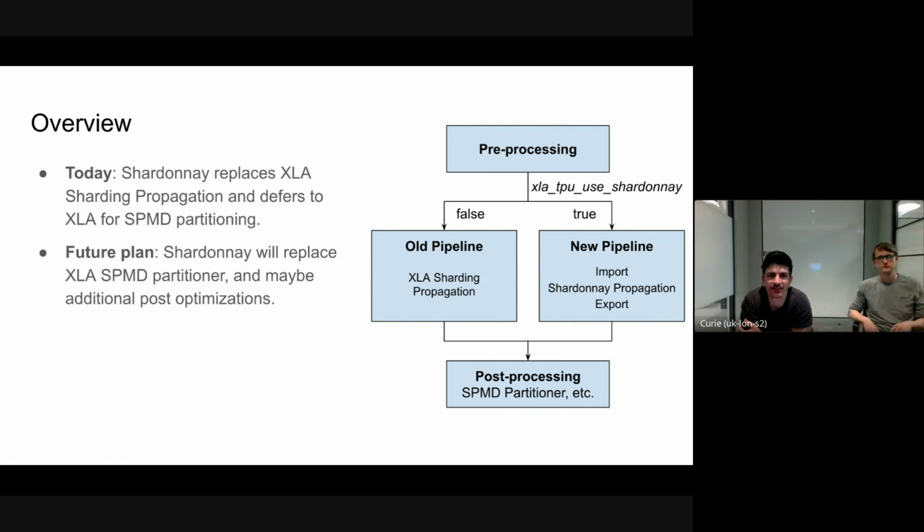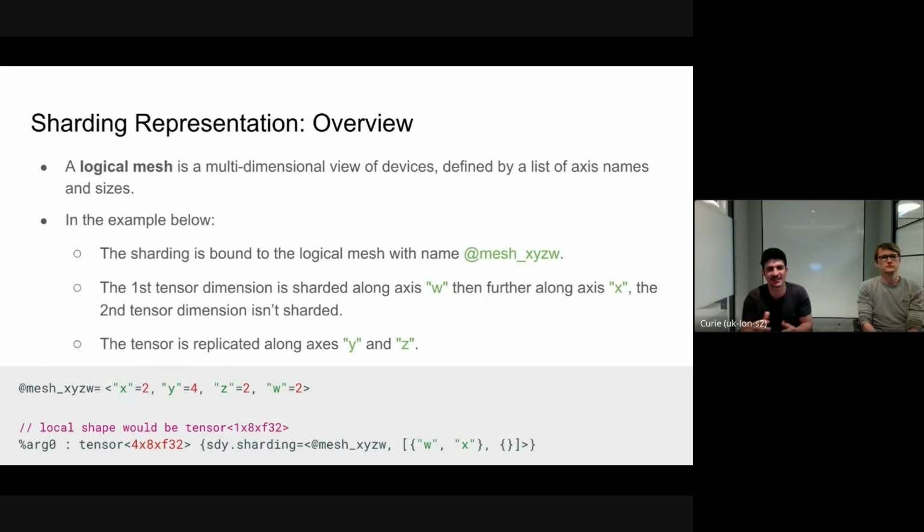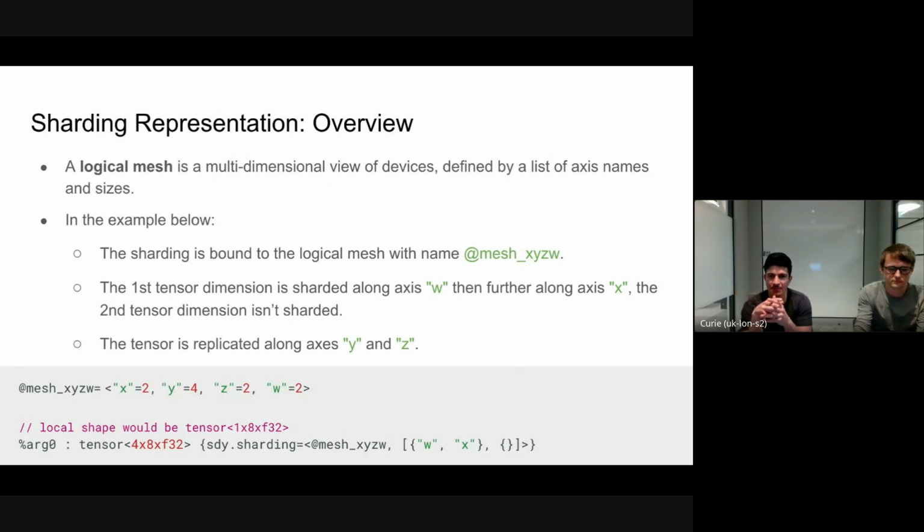Next slide, please. So I'm going to talk about the different components of our API. I'm going to start with the sharding representation, which is the most important one. Again, this is MLIR, so we're using attributes. First we have a mesh, which is a multi-dimensional view of the devices. You can see below in the example, we have named axes with sizes. This defines the mesh. And then we have the sharding annotation, which is bound to a specific logical mesh by name, which allows us to have multiple views of the same set of devices if we need to.